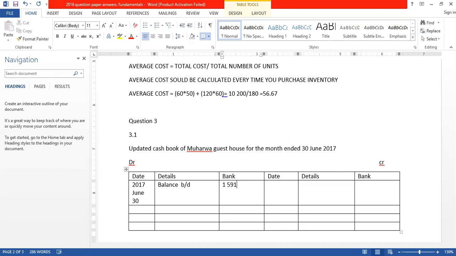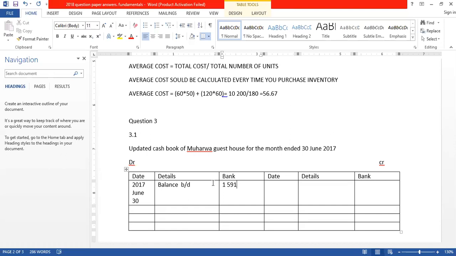1,591. Okay, now once you're done, after recording your balance brought down, you will have to add back all the amounts. You will have to record all the amounts that are missing in your cash book, meaning all the amounts that are on your bank statement but they are not in your cash book. And by all the amounts, we do not include the balances, ne? So the balance column that you see on your bank statement is not included. It's only the debit and credit.